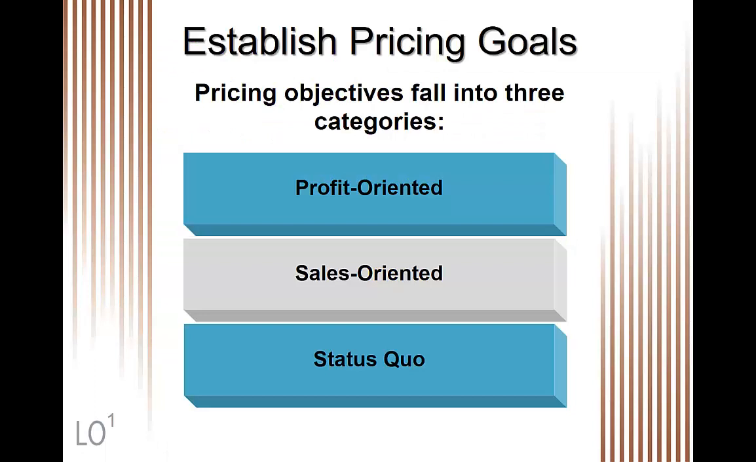The first step in setting the right price is to establish a pricing goal. In Chapter 19, Part 1, we learned that the pricing objectives fall into three categories: profit-oriented, sales-oriented, and status quo. These pricing goals are derived from the firm's overall objectives. A good understanding of the marketplace and the consumer can tell a manager if a goal is realistic.